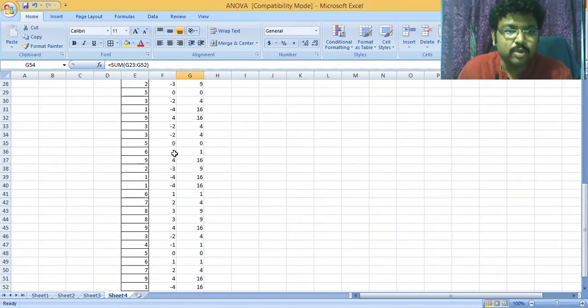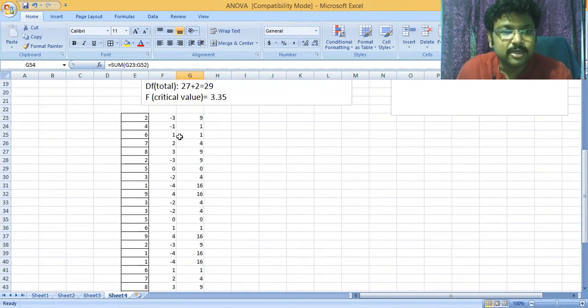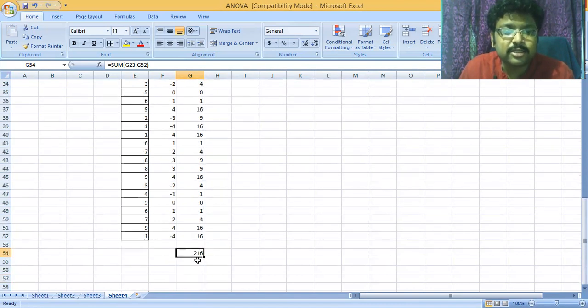Now what have we actually done here? At first we get the difference between the values of x and the grand mean, then we take the square, and then we take the sum of all those values, which gives 216. This is the sum of square total, and we can write it in this way for a better understanding.